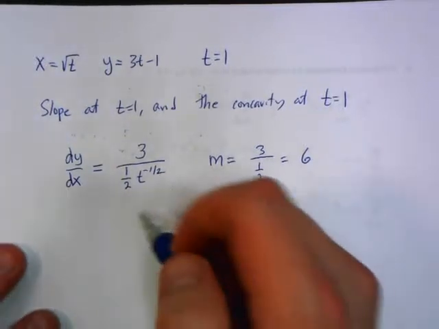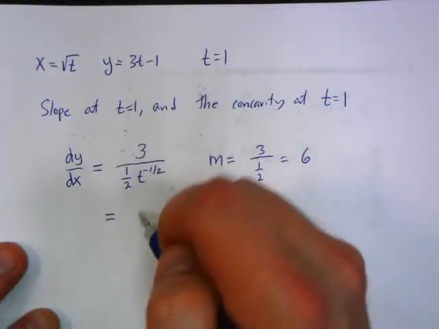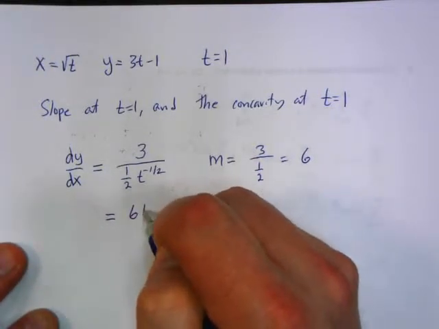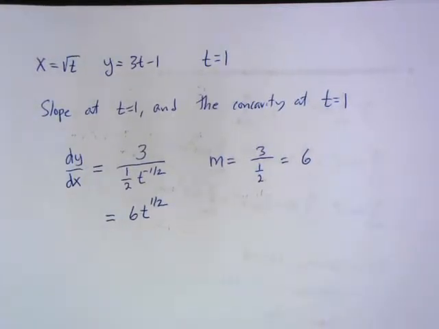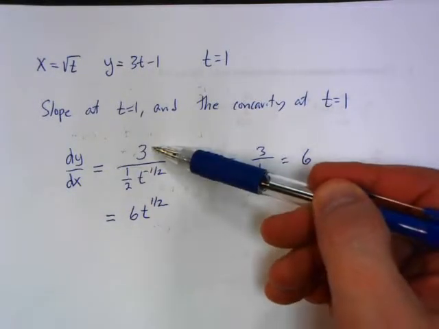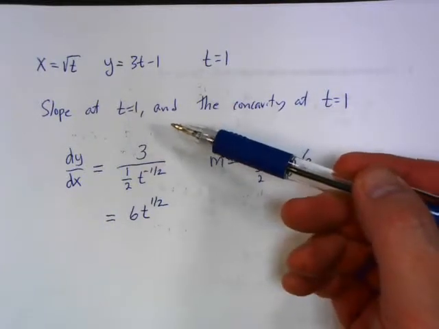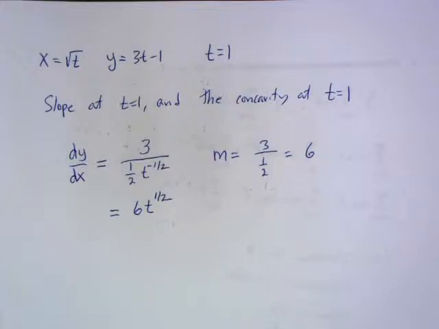And I'm going to rewrite this as, how would you rewrite that? Six t to the 1/2. How did I get 6t to the 1/2? I took the 1/2 and I flipped it. That gave me 3 times 2, which is 6. Since this has a negative exponent and it's on the bottom, it comes to the top. And when it comes to the top, the exponent becomes positive.